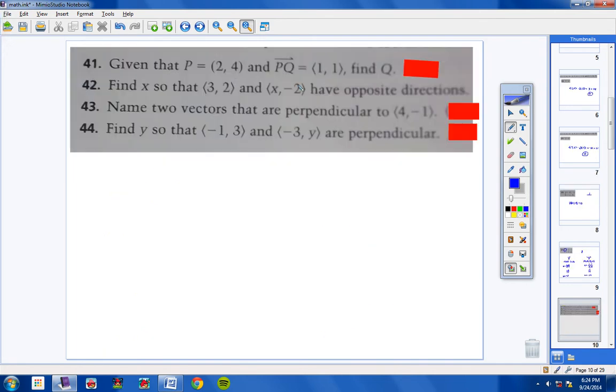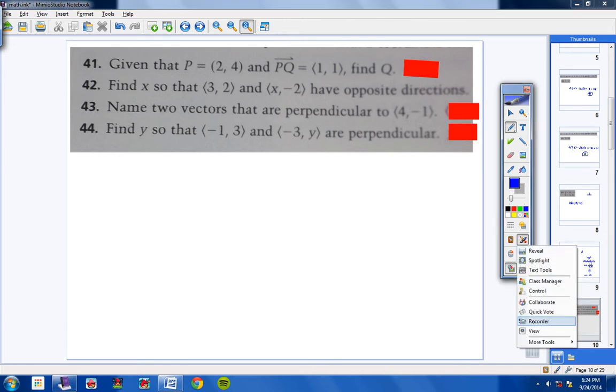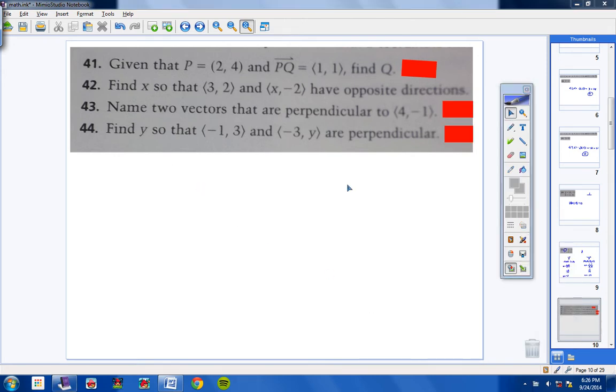Let's take a look at numbers 41 through 44. All right? Okay, students, numbers 41 through 44 are going to be a little bit of a challenge here. So let's rise to the occasion and look for a challenge that'll be good for us. Given that P is 2, 4. Now look, students, very carefully. Please listen. We have vector PQ.